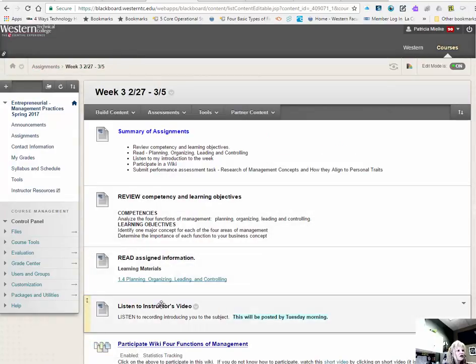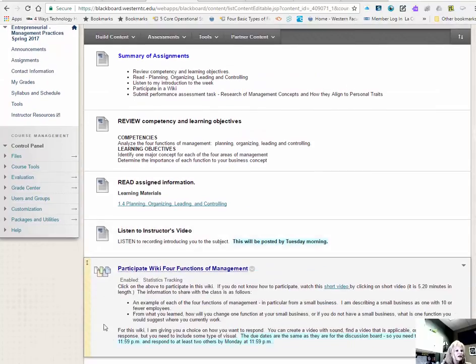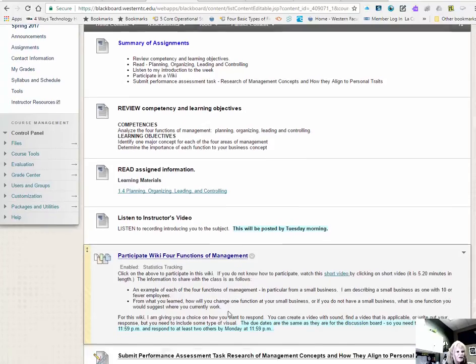This is week 3's folder, and basically what we will be working on is analyzing these 4 functions of management even further, and you're going to pick out a major concept for each of the 4 functions that is applicable to your business, so that you can interpret and think about how they're important to yours, and how that can have an impact on your particular business. To that end, I'm asking you to participate in a wiki, and a wiki is definitely different than a discussion board. So basically what you will do is follow these instructions, and I have created a short video that will show you what you need to do to participate in that wiki.